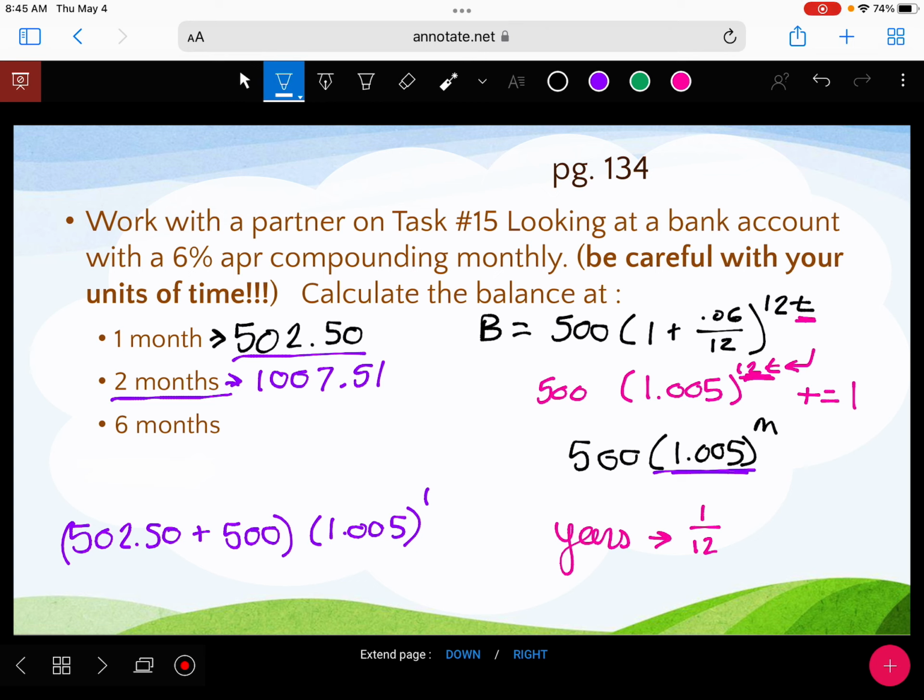Once a year is 1. Once a month, because there's 12 months in a year. So this, once a day, 365, you're good there. You got back on track. I'm not quite sure what happened in the end, but that should fix that.